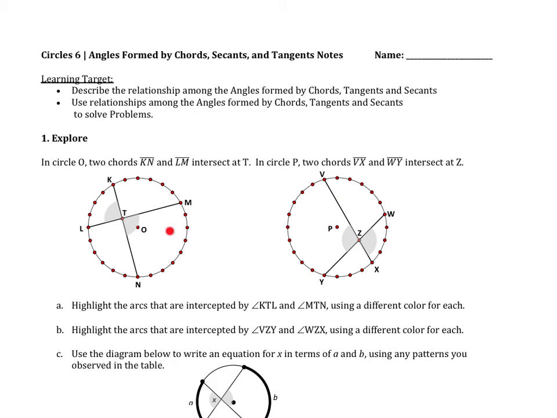If I look at the first circle, these two angles intercept two arcs because we have two congruent angles. This angle is equal to this angle because they are vertically opposite angles, so vertical angles are congruent. And the arcs intercepted by T are going to be those two arcs. And again, this angle is equal to this angle because they are vertical angles and they intercept those arcs.